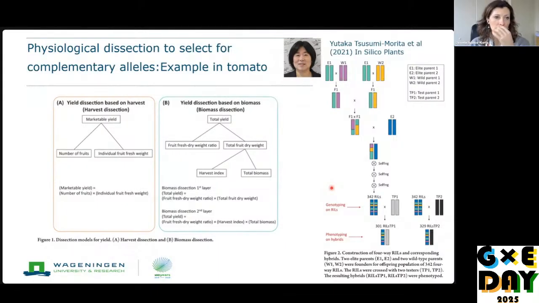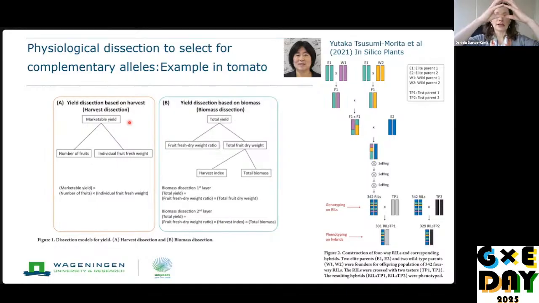Here I'm showing also some nice work from a former colleague. Her name is Yutaka Susumi. She was in Wageningen and now she's back home in Japan. And she tried to integrate trait dissections to explain GxE. And she had quite a complex tomato cross using cultivars and wild genotypes. And then she produced some lines that were coming from these four parents, and they were tested in different environments. And then she dissected the traits.